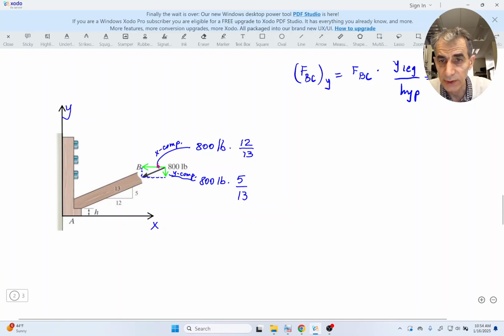So, for example, this is the x component, and this vector will be 800 times this side, which is parallel to the x, divided by the hypotenuse, which is 13. The y component, quickly the same way, is 800 times 5 divided by 13.